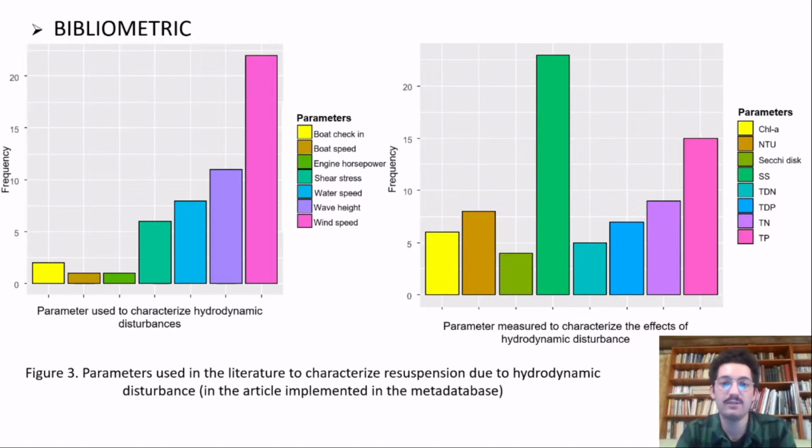When the studies also focused on nutrients, they mainly reported total phosphorus with more than 15 studies, then total nitrogen with 9 studies, but rarely dissolved nutrients. Only 7 focused on dissolved phosphorus and 5 on dissolved nitrogen. To quantify the disturbance, shear stress was reported in only 6 studies. Also, something interesting to mention is that in 4 studies, 5 different parameters quantifying the disturbance were used.